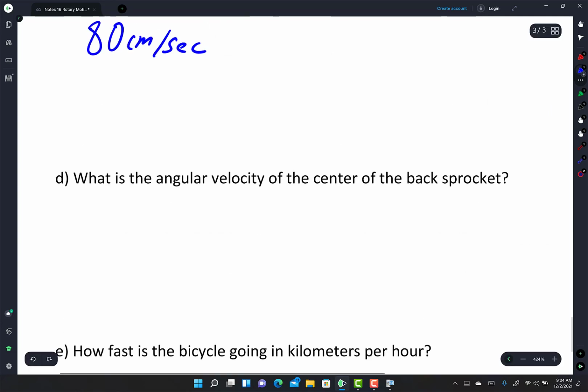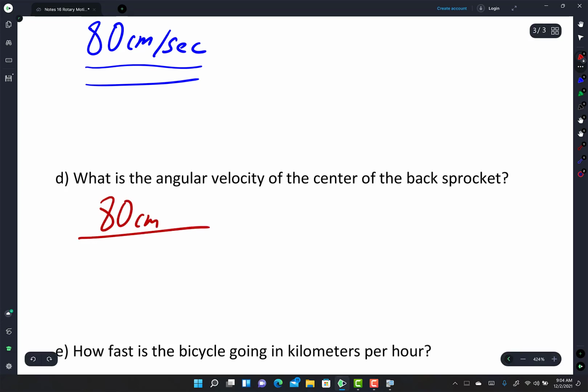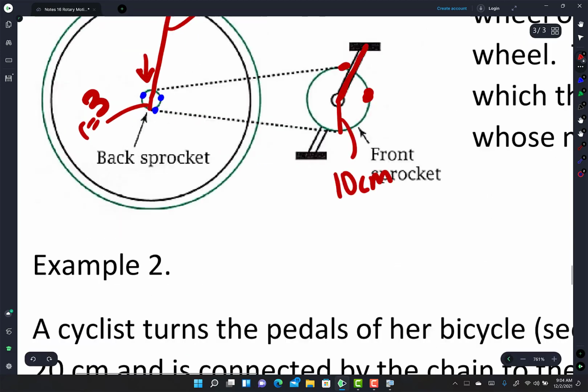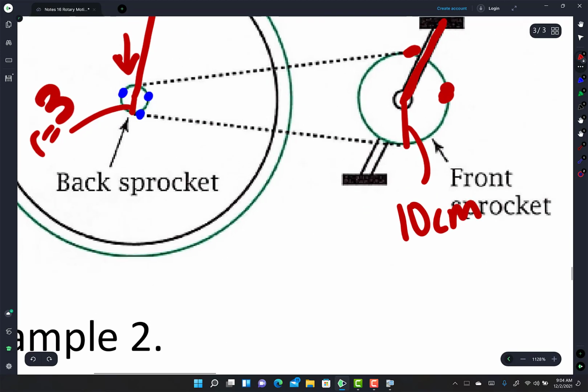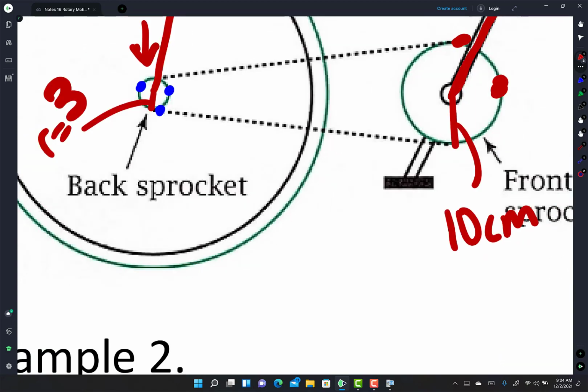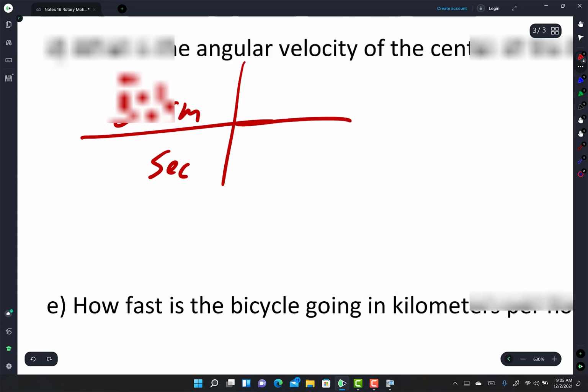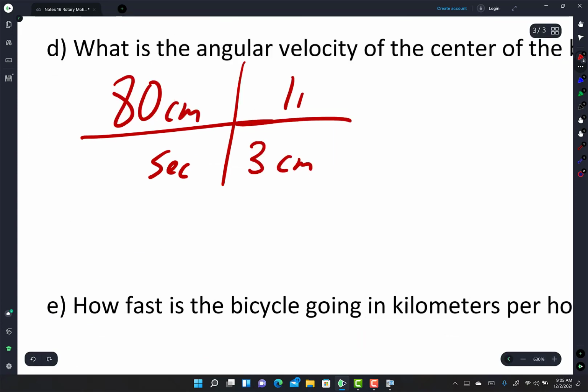The way I would do it, guys, I would take this linear velocity and convert that into angular velocity for the back sprocket. So I would have gone 80 centimeters per second. And for the back sprocket, how many centimeters are in a radian? Remember, that means radius. The radius is 3. So I would go 3 centimeters per 1 radian, and this will tell me my angular velocity.